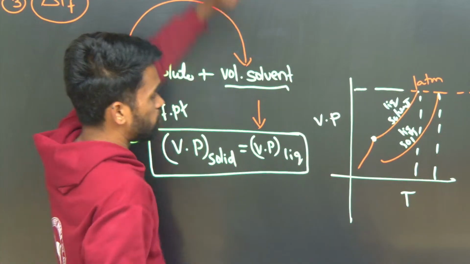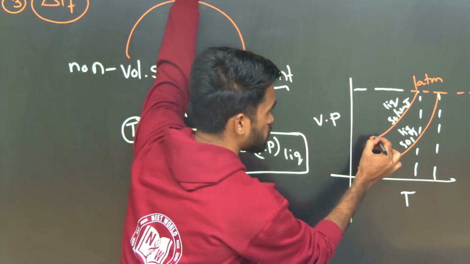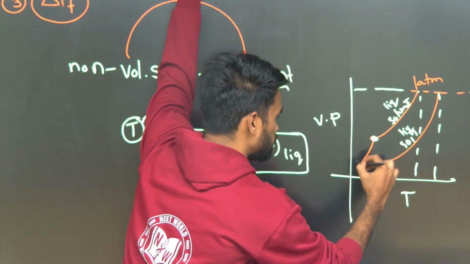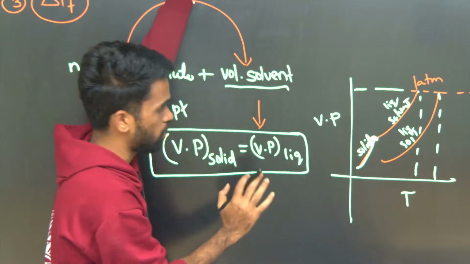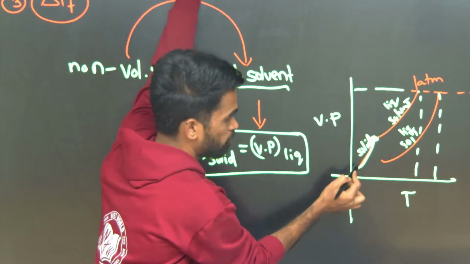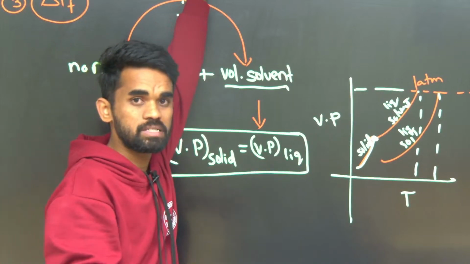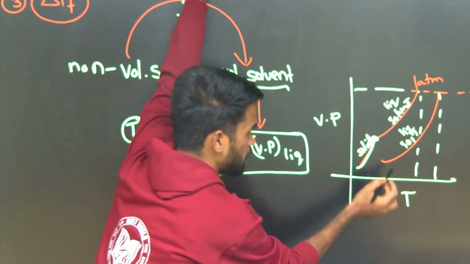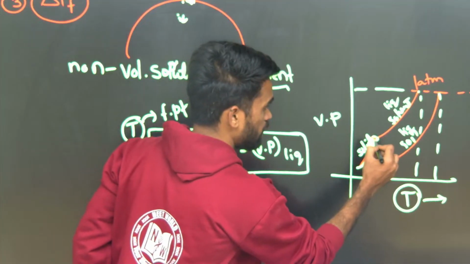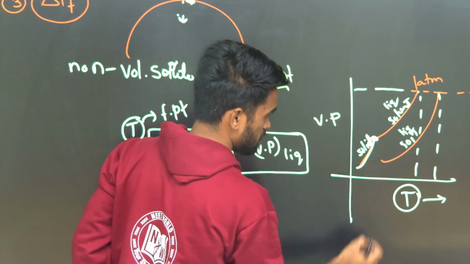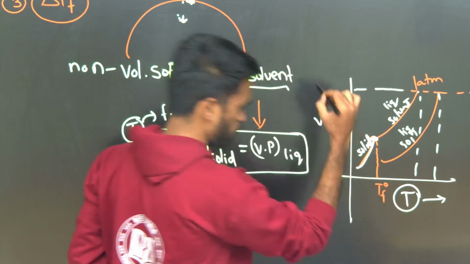Now this is the freezing point of this solvent. Why do I say freezing point? This is the vapor pressure curve for the solid. For the solid solvent, vapor pressure increases with increase in temperature. Even if it has no or very little vapor pressure, that increases with increase in temperature. So this is the point we can say is Tf, the freezing point of the pure solvent.